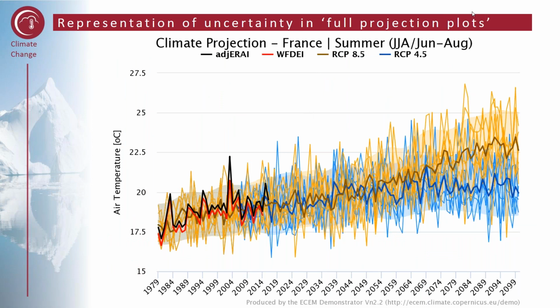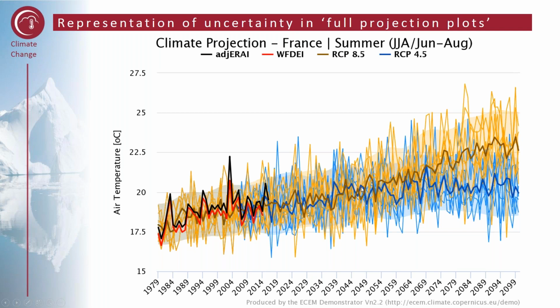So as well as being able to plot maps in the demonstrator, you can also plot time series. And this is an example of what we call a full projection plot. We spent quite a bit of time thinking about how best to display this information to give a good indication of uncertainty, but also to be able to identify robust changes in the projections.